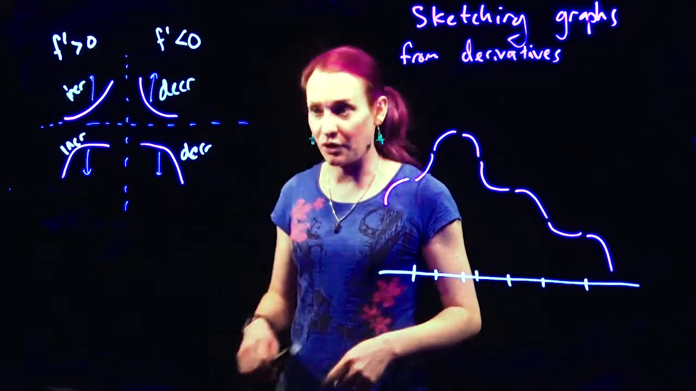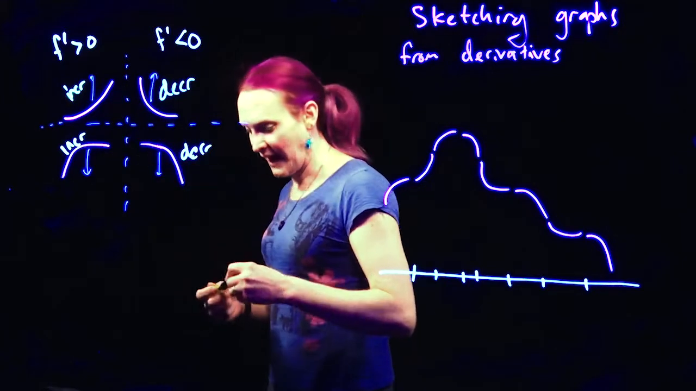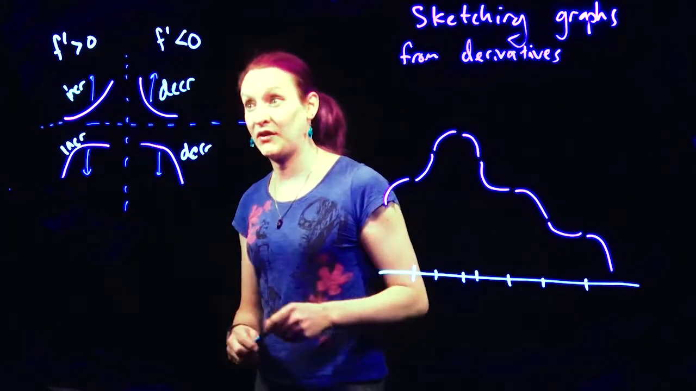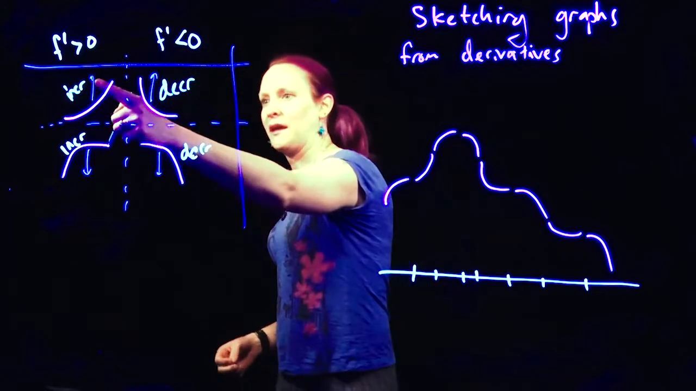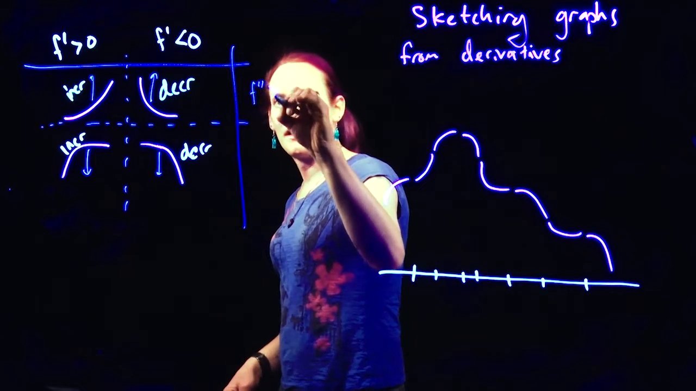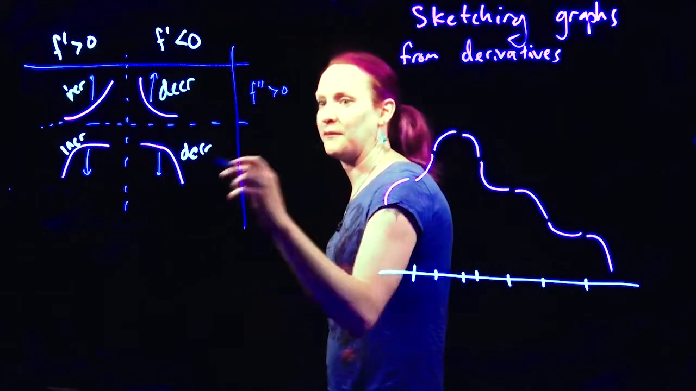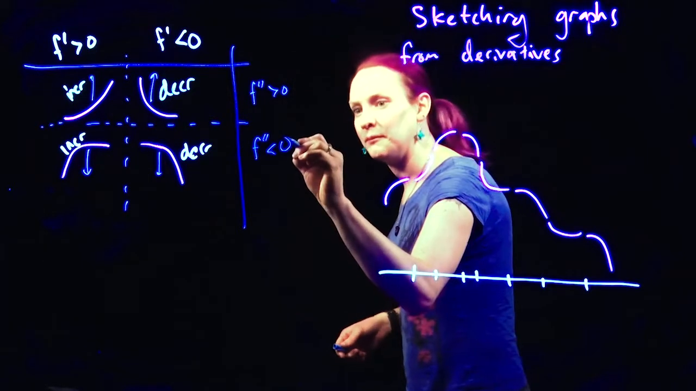Slightly less important, but also tremendously important to take away from this class, is that the concavity of a function is given by its second derivative. So concave up means that f double prime is bigger than 0, and concave down means that f double prime is less than 0.